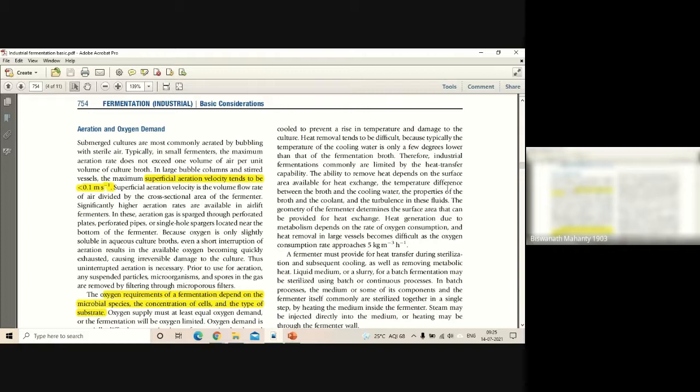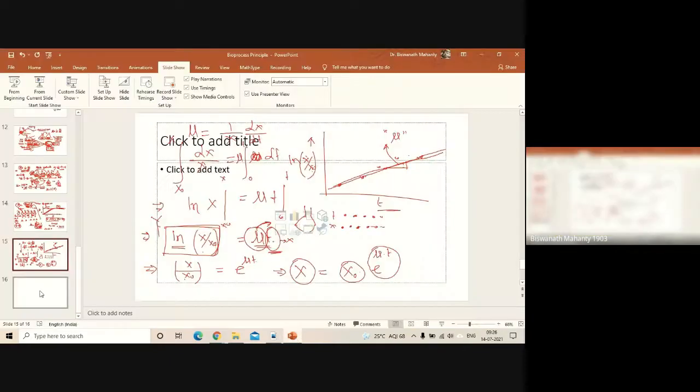So when you are running a fermenter, we need to ensure we have a column where we can provide oxygen. And what is the superficial velocity? Normally they say a superficial velocity of 0.1 meter per second. What is superficial velocity? I'll draw a diagram of aeration. Please keep this terminology in mind when I talk about superficial velocity.